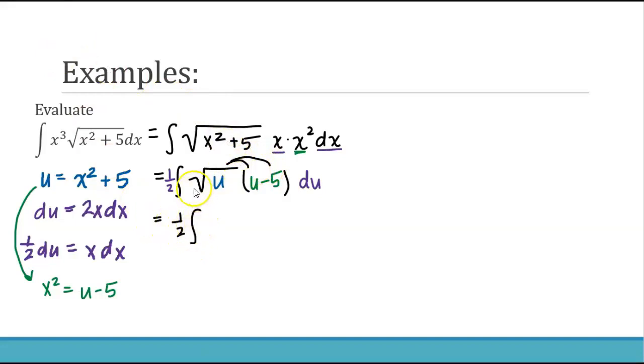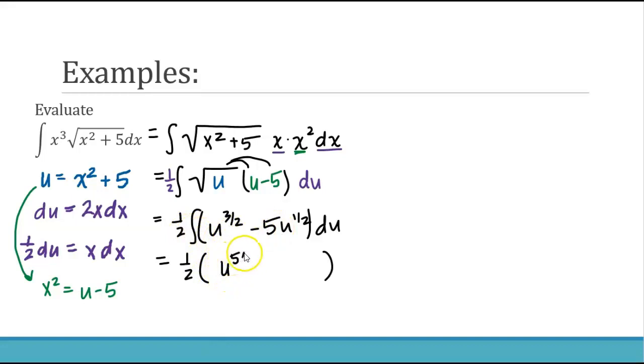So we'll leave the 1/2 in front. We'll have u to the 3/2 minus 5u to the 1/2 du. And we can take the antiderivative of each piece. Keep that 1/2 in front. It does apply to both terms.